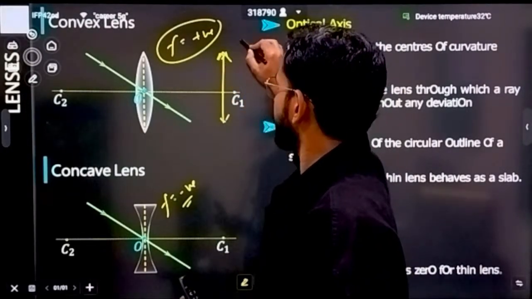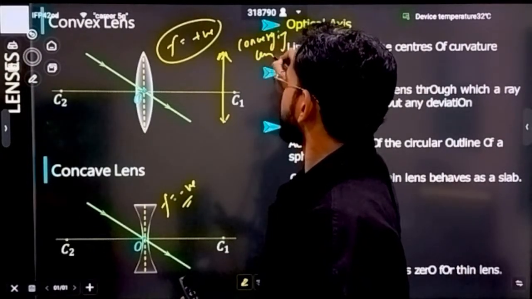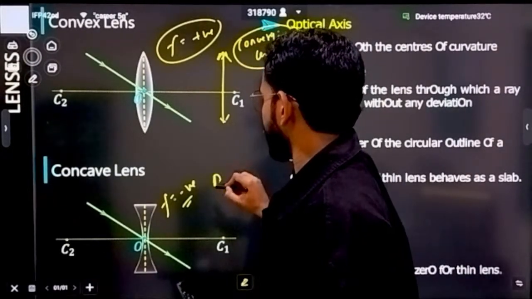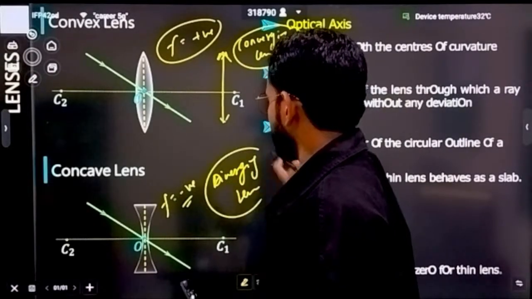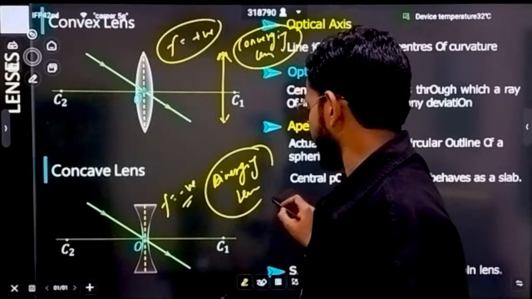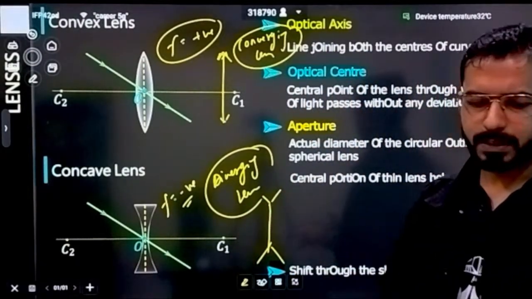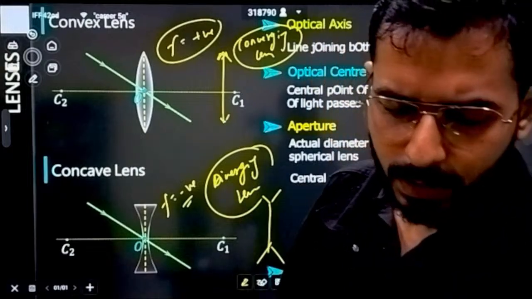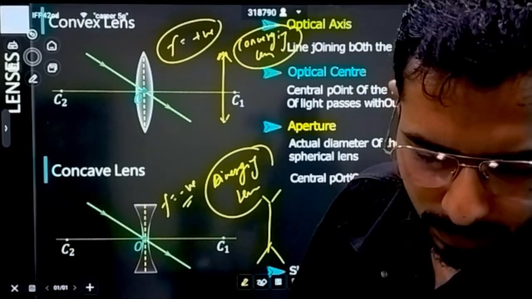It is also represented by this sign. This is the converging sign, because this is called a converging lens. And this is called a diverging lens, and the representation for this kind of lens is this way. This is just a representation. If it is given somewhere, you should understand the representation as well.